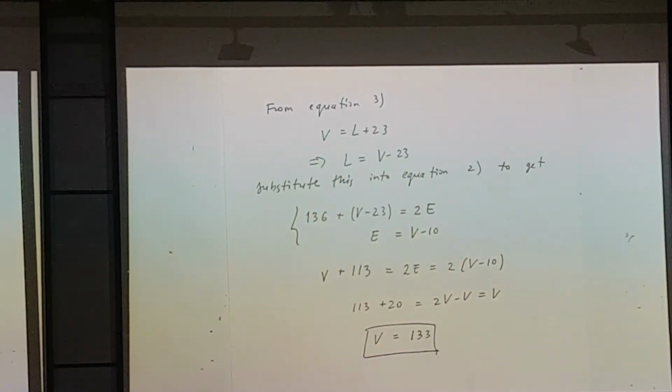Any questions about this solution? Is the logic clear? Okay. If there are no questions, let me do another example.